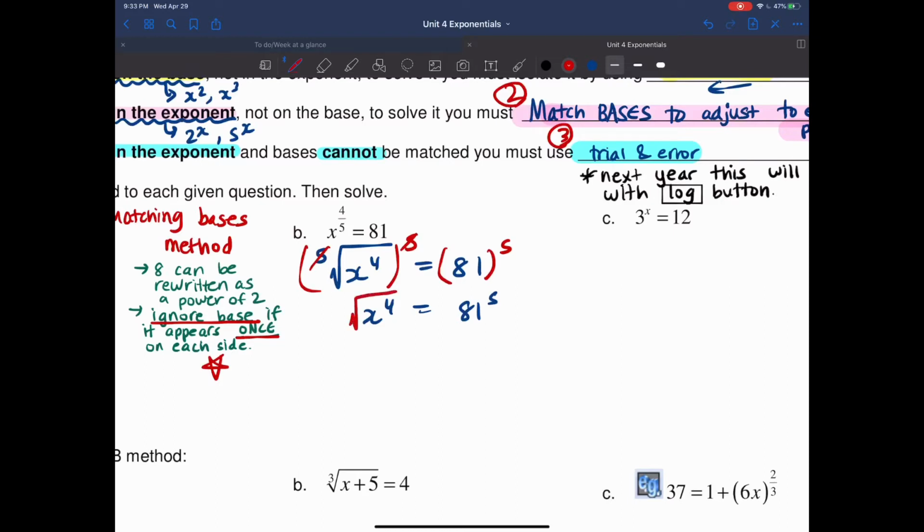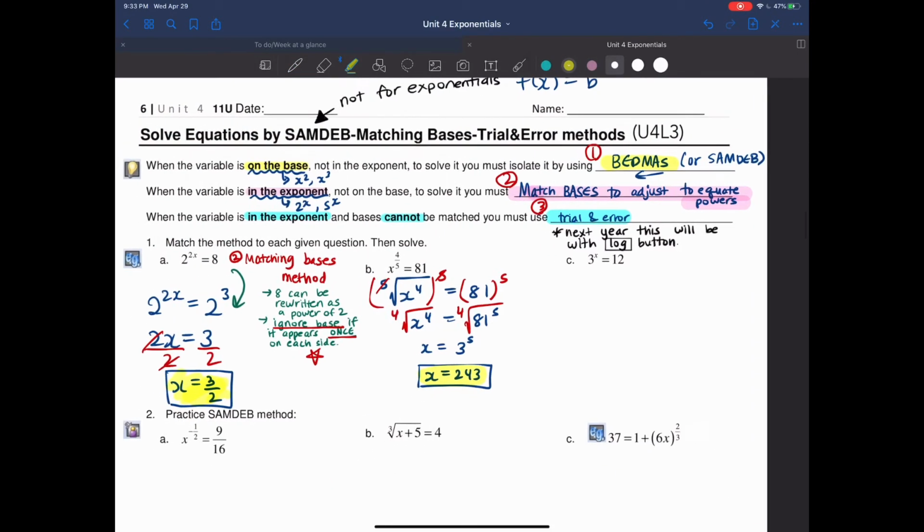I'm going to fourth root it so that I can get the x by itself. And when I do that, I will get x is equal to, what is the fourth root of 81? And when you do that, you will get a 3, because 3 times 3 times 3 times 3 is equal to 81. And I'll get 5 as the exponent. And therefore, x is equal to 243.